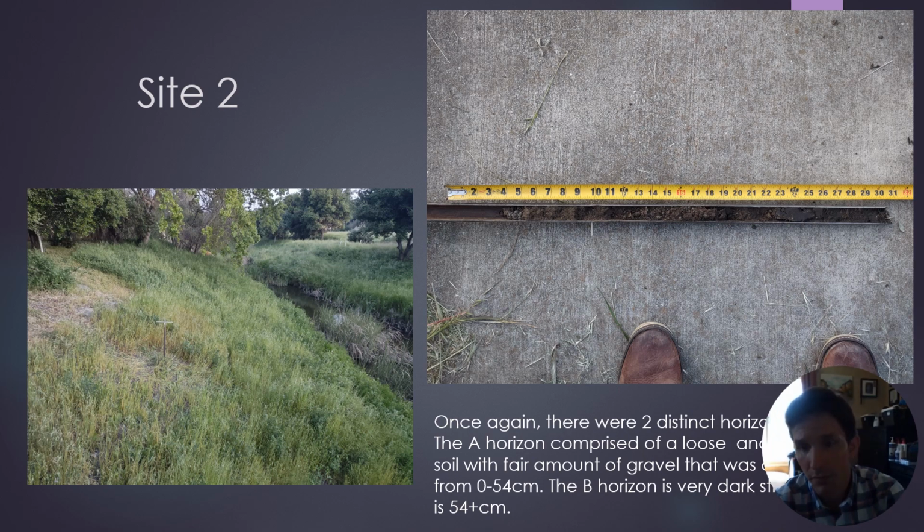Again, perhaps there were more horizons, but the ones that I was able to identify were the A and B horizon. The A horizon ran from surface to 54 centimeters, and the B horizon ran deeper than that. The way I could identify it is all of them was dark and silty and also clay rich. But the A horizon had some gravel.